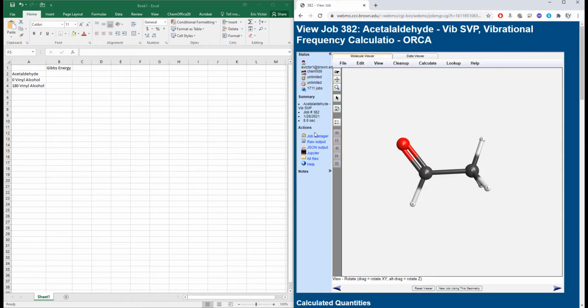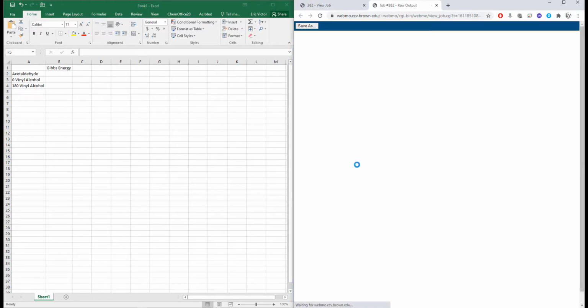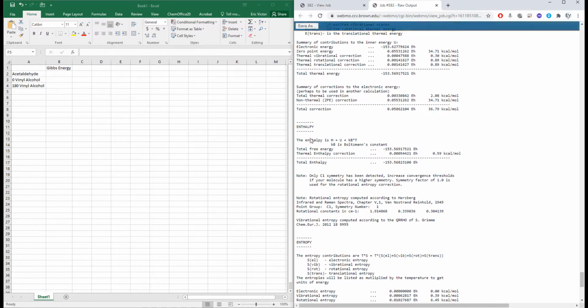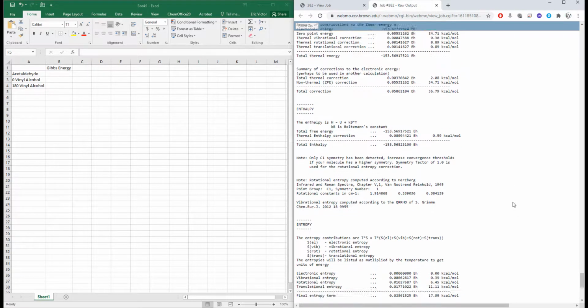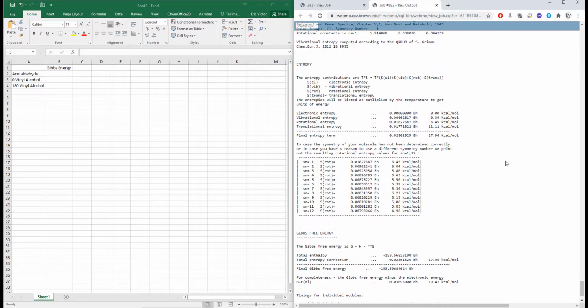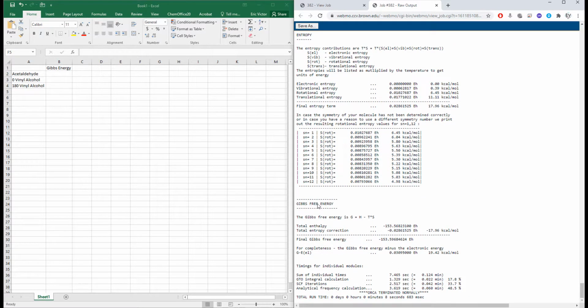So if we go to output and scroll all the way to the bottom, you'll get all these different pieces of information as well. You can directly pull out the enthalpy right here. It gives you what the energy is, and also all of the corrections that are necessary, because you have to think about the zero point energy correction in these instances. Then the entropies of the various components: the electronic, vibrational, rotational, translational, and so forth. How all of those add up, and then from there, you can get the Gibbs free energy.